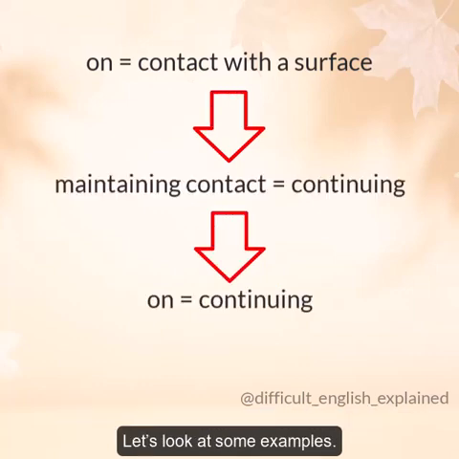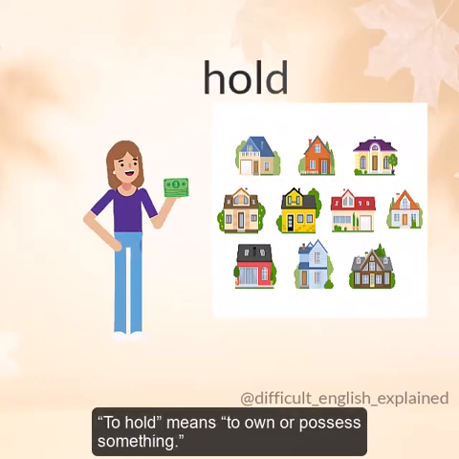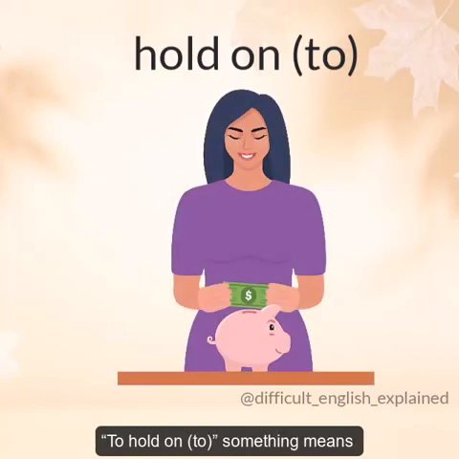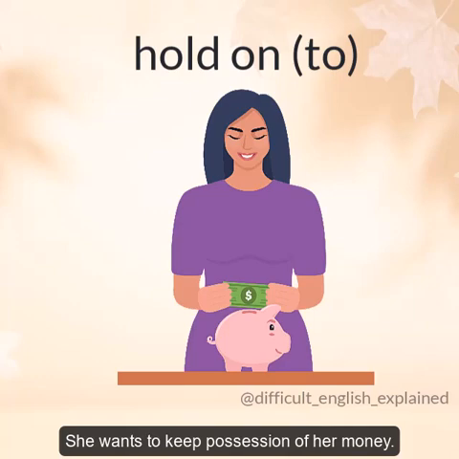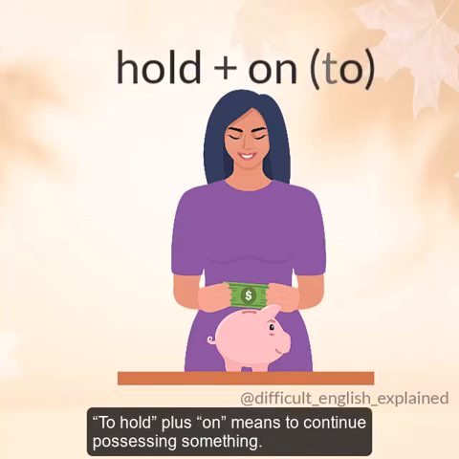Let's look at some examples. To hold means to own or possess something. For example, Jane holds a lot of real estate. To hold on to something means to keep possession of something. For example, she's trying very hard to hold on to her money. She wants to keep possession of her money. To hold plus on means to continue possessing something.